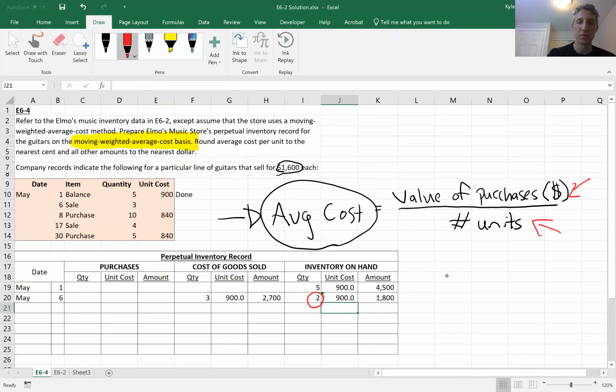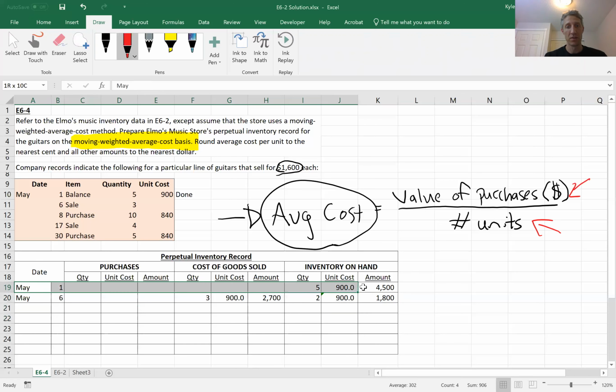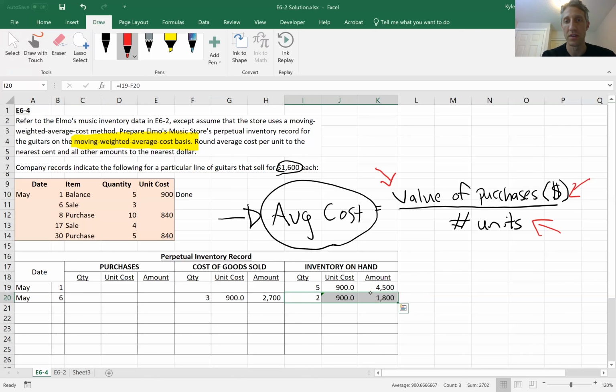Now, you might be wondering, well, Kyle, the unit cost on May 1st was also $900. I just made a sale, and now my unit cost is $900 again. And you would be absolutely correct. I didn't actually need to calculate that because the average unit cost doesn't update on sales. It only updates on purchases. However, I do think it is a best practice to get into the habit of knowing and using this formula up here in order to calculate average cost.